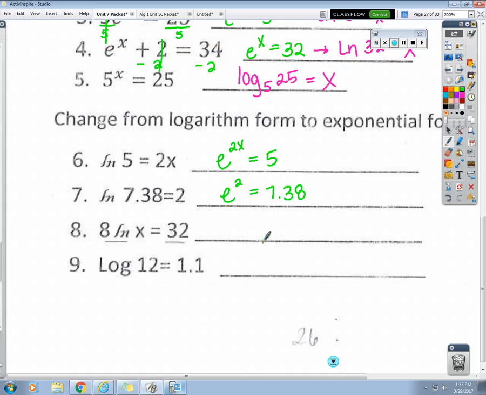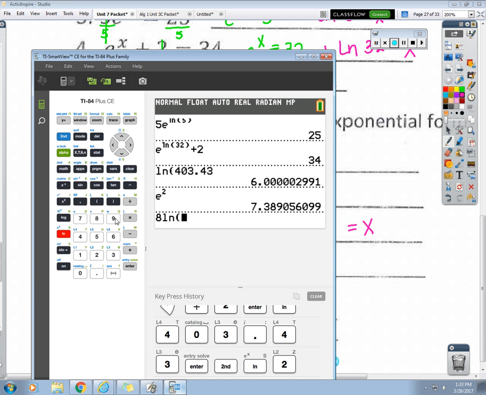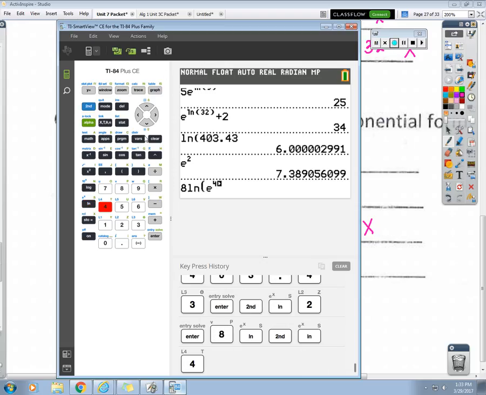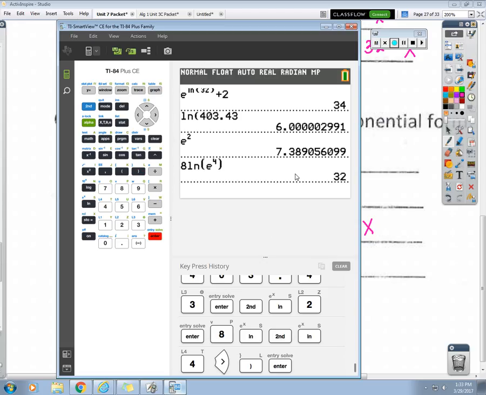Alright, number 8. Before we can rewrite it, what should we do first? Divide it by this 8. And so we have ln x equals, okay, then we have to rewrite it into an exponential. What would that look like? Okay, can we check this? You can, but you have to check it with the original. If I type in 8 ln, but where the x is, I put e to the fourth, it should equal 32. Let's see. 8 ln, but where the x is, I'm putting e to the fourth power. And I get 32. So that means we have the right answer.